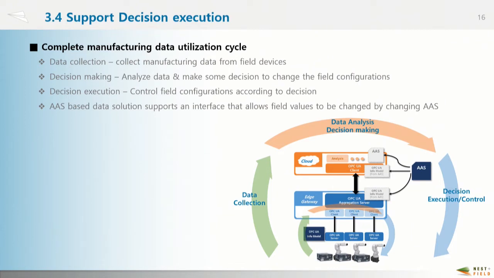The next one is data execution, or the decision execution. Decision execution is that on the cloud, you can utilize the data. Once the decision is made based on the cloud data, you should be able to apply that to the shop floor. In the first phase project, we were able to collect the AAS data. That's how our solution was built.